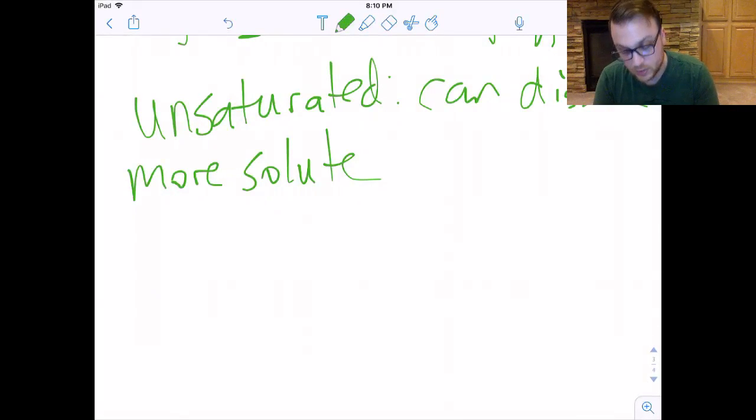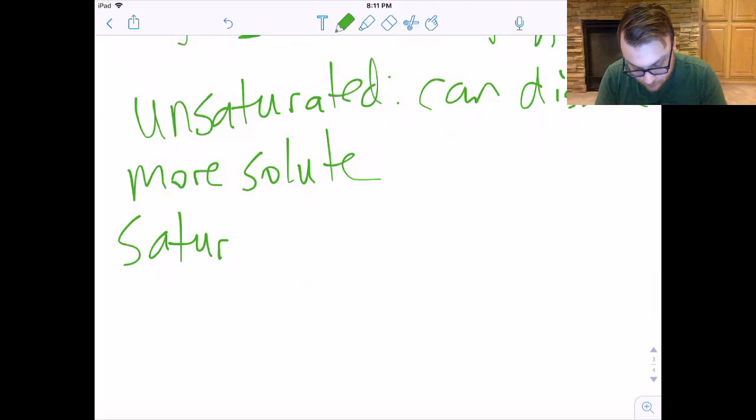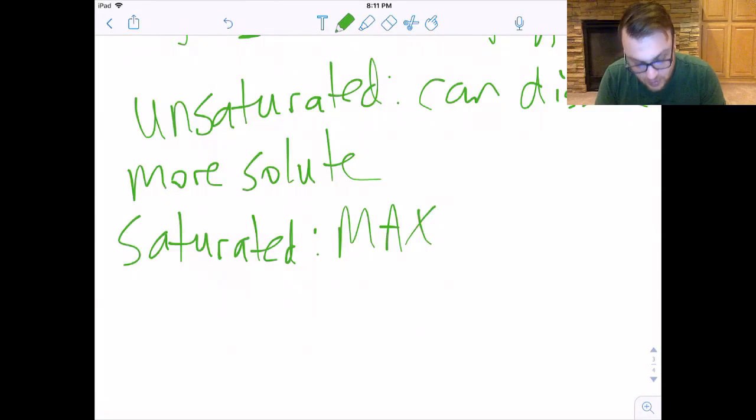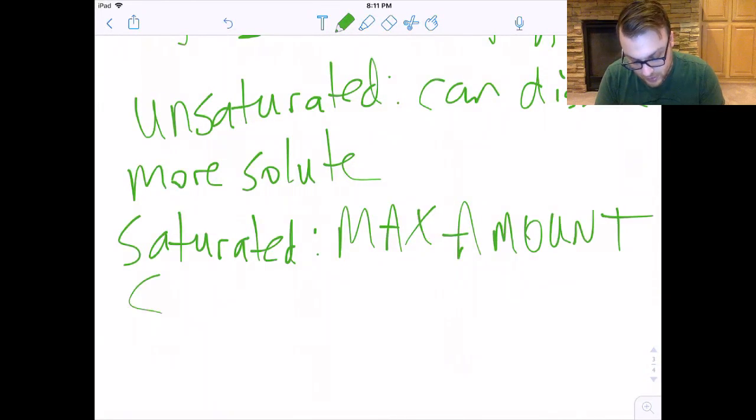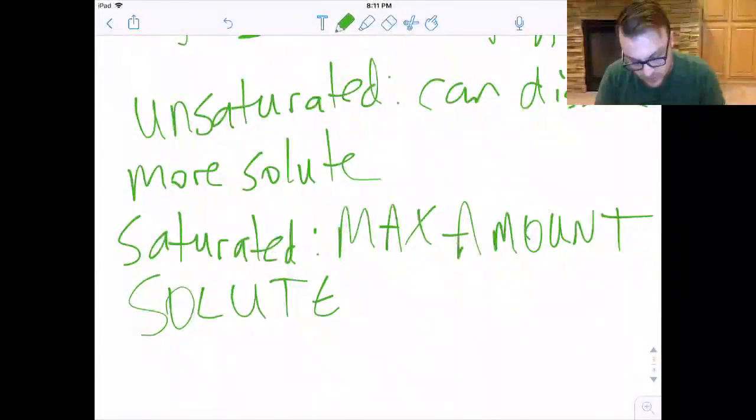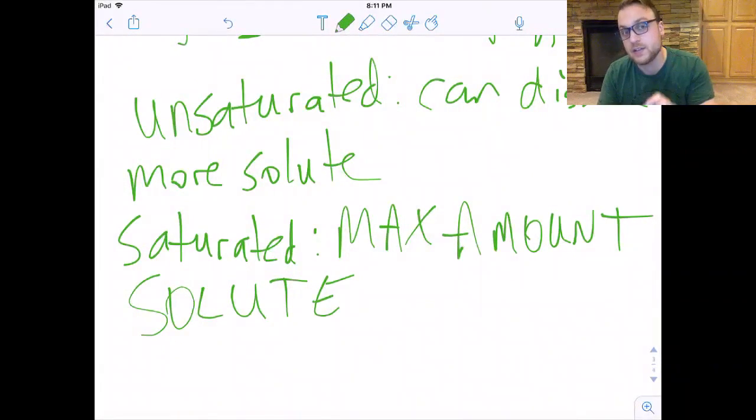Normally, you'll see questions involving saturated and unsaturated using table G, but we'll get there in a minute. Saturated is the max amount of your solute. If you try to dissolve even a tiny milligram more than this maximum, it will not dissolve. You have reached the maximum amount.